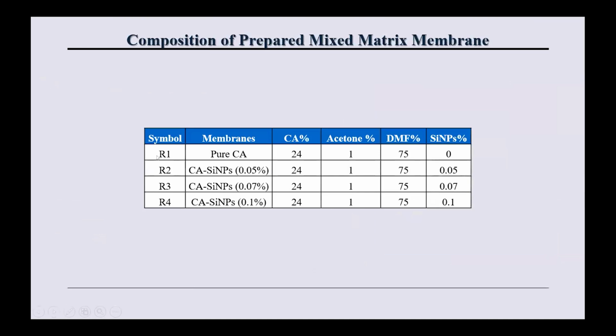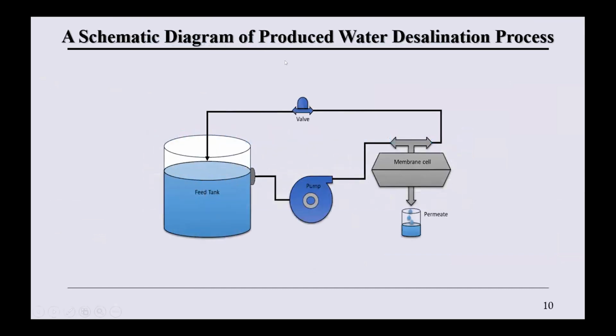This table shows the different amounts of silicon nanoparticles which we used to fabricate the membranes. It ranged from 0 to 0.100%. This is a schematic diagram of the produced water desalination process which we used in our study.